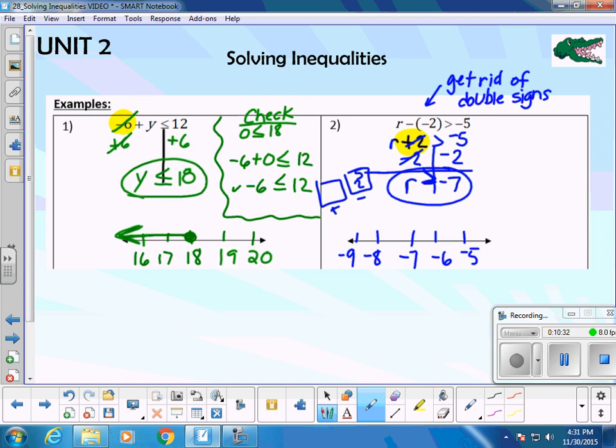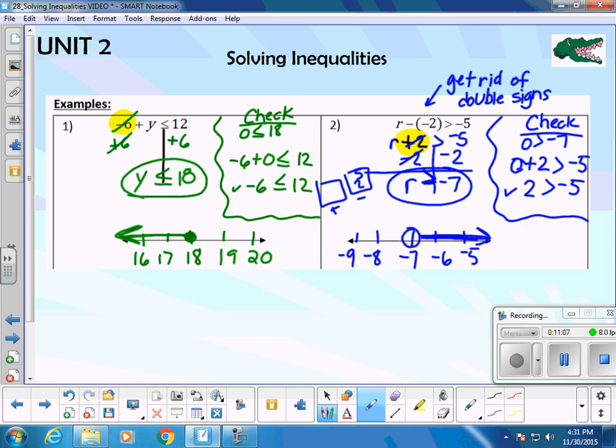It's just a greater than symbol, so it's an open circle, and if it's greater than, it goes to the right. And let's check our answer. What is a number that's bigger than -7? 0 works. 0 is bigger than any negative number. So let's plug it back in. 0 plus 2 is greater than -5. Well, anything plus 0 is just itself. That's the identity property. So is 2 greater than -5? Sure is. So that means my solution is correct.